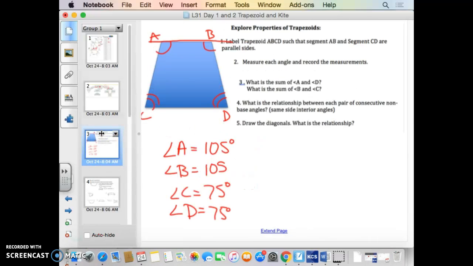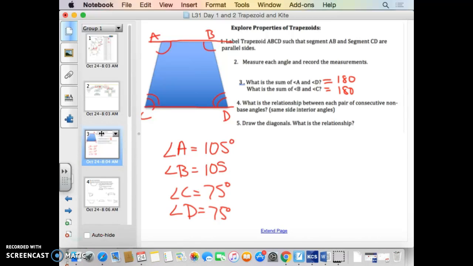We're being cut by a transversal line over here. This is our transversal. These are same side interior angles, which makes them supplementary. So our supplementary angles are in a different spot in this case. The sum of A and D is going to be 180, and the sum of B and C is also going to be 180 degrees.